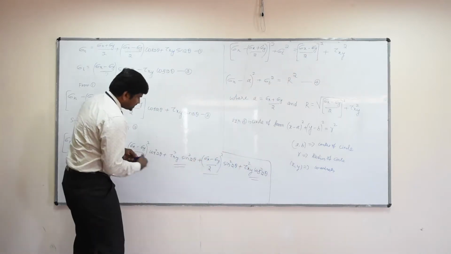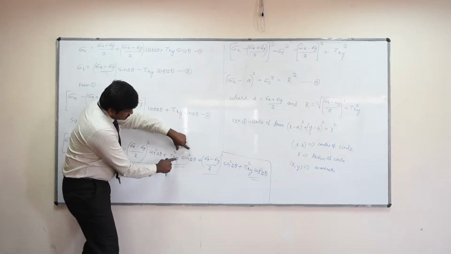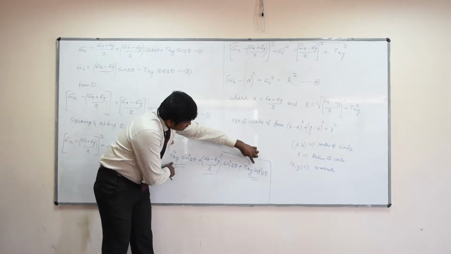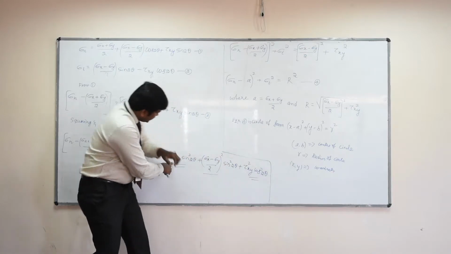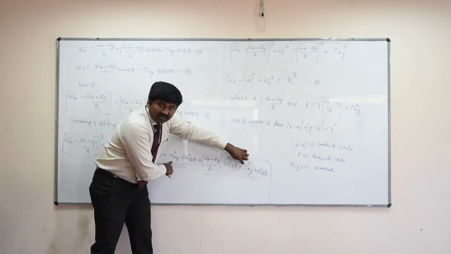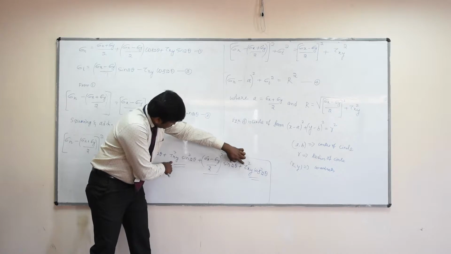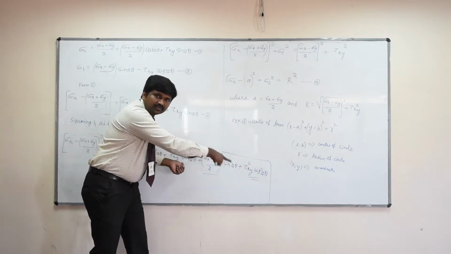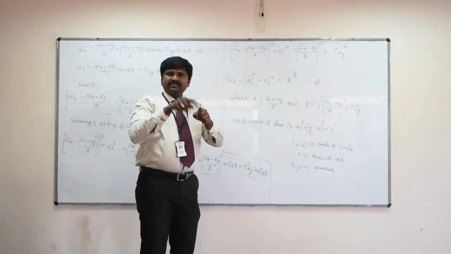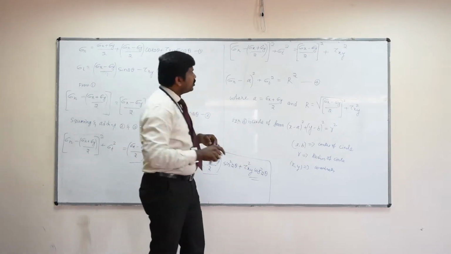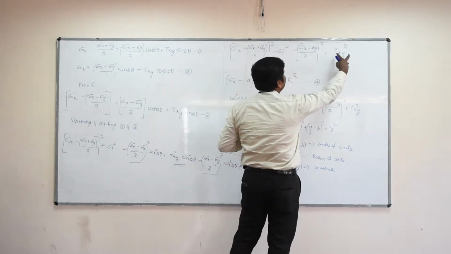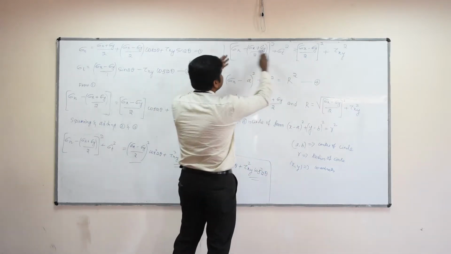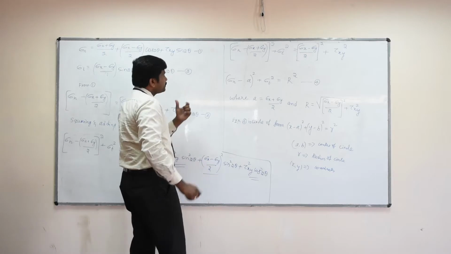Coming to the next term: tau xy square times sin square 2 theta and tau xy square cos square 2 theta. Again tau xy square is a common term. If you take this common, again you will have sin square 2 theta plus cos square 2 theta, which is equal to 1. So you will be left with only tau xy whole square. Now this equation is a simplified form of the previous one.